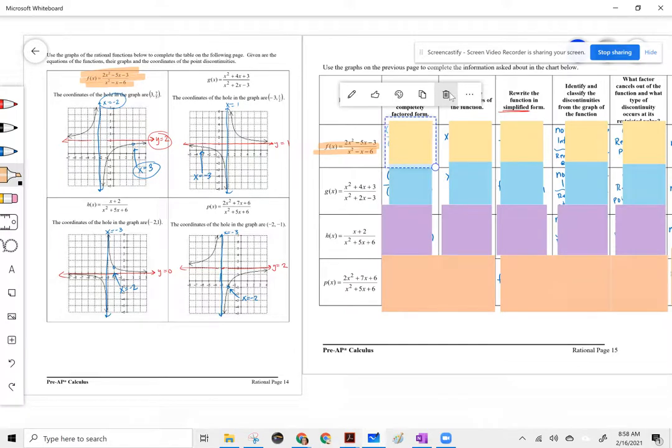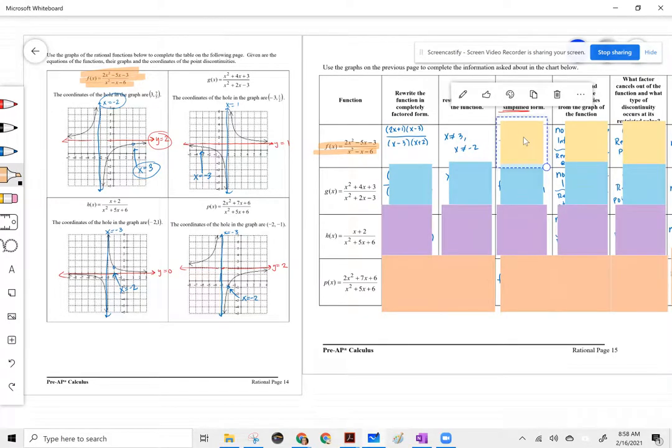It says to factor, and this is completely factored form. It is not reduced factored form. We should be able to completely factor that and identify the restricted values. You can see that x is not equal to 3 or negative 2. And then rewrite the function in simplified form, which means we are getting rid of these common factors.